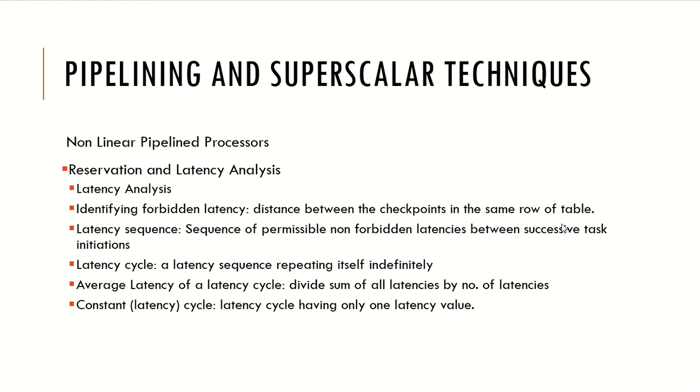A constant cycle, or constant latency cycle, is one where the latency cycle has only one value. If that is the case, then such a cycle is called a constant latency cycle. These are some of the terminologies associated with reservation and latency analysis of a nonlinear pipeline processor. So this is some example.